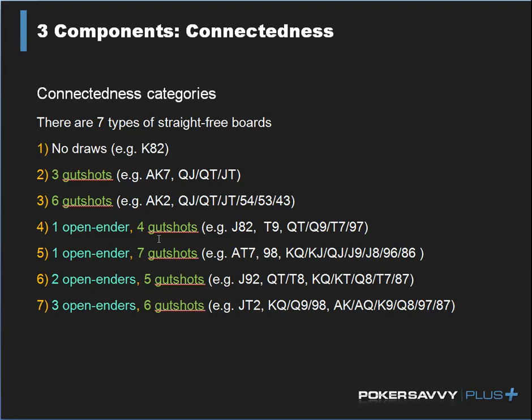We're going to look at 4, 6, and 7 next, and then pull back to number 5, because number 5 is kind of a weird hybrid case. But numbers 4, 6, and 7 are the cases where there is 1 possible open-ender, 2 possible open-enders, and 3 possible open-enders. So going from least to most connected, as this whole list is doing.